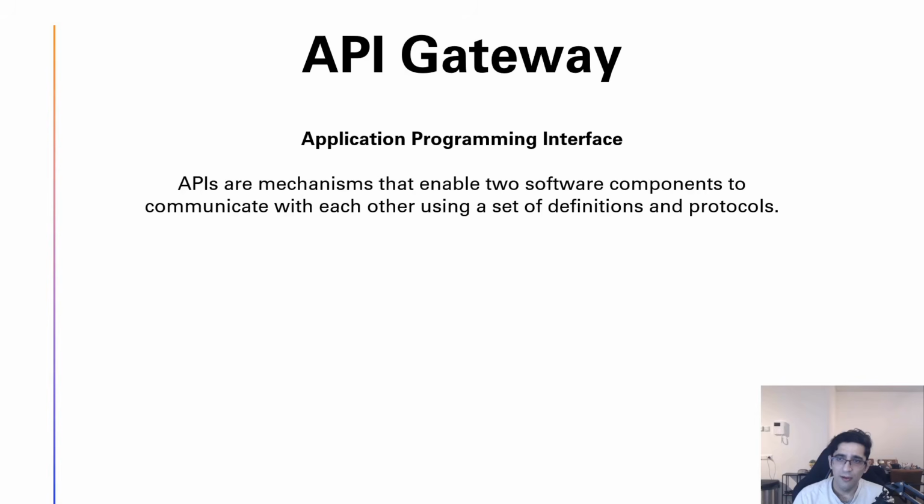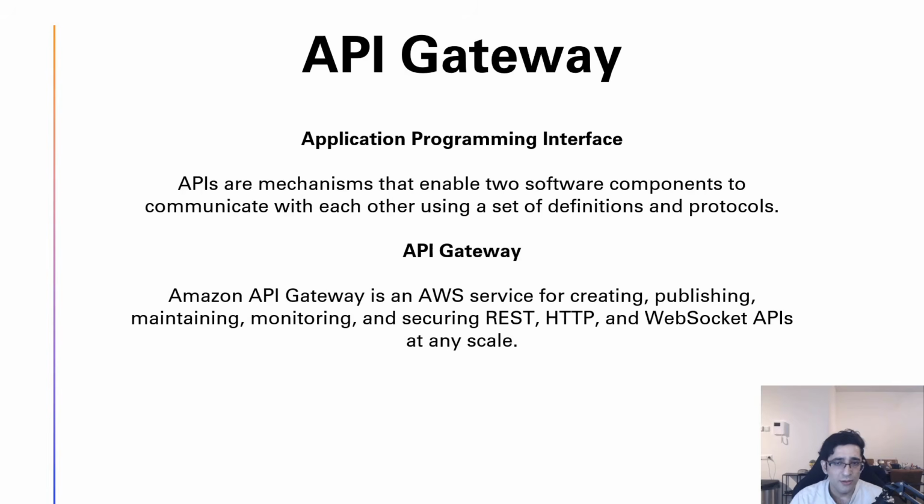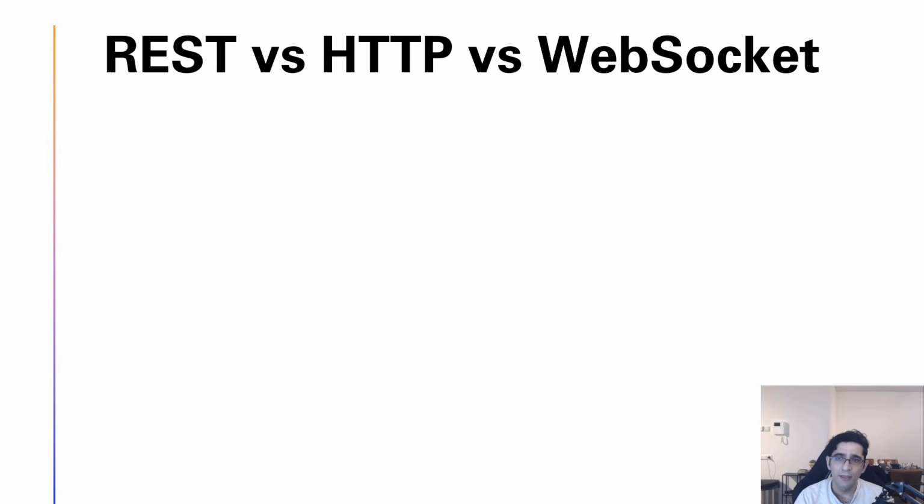So now that we have a general understanding of what an API is, what is API Gateway provided from Amazon? Well, it's a managed service that Amazon provides us, which is actually just an API managed by them, for creating, publishing, maintaining, monitoring, and securing REST and HTTP, but also WebSocket APIs at any scale. So, as I said, API Gateway gives us three flavors of APIs, and these are the REST API, the HTTP API, and the WebSocket API.